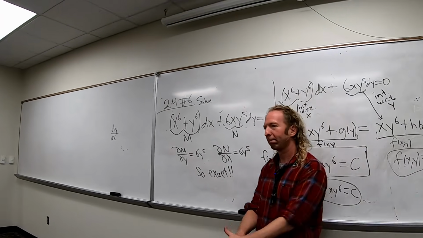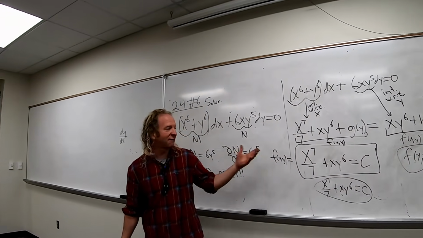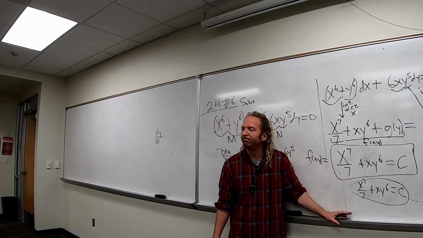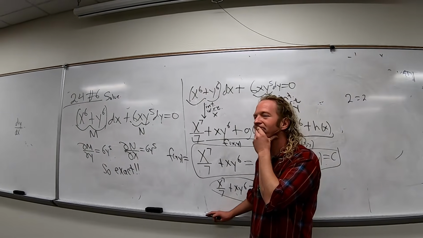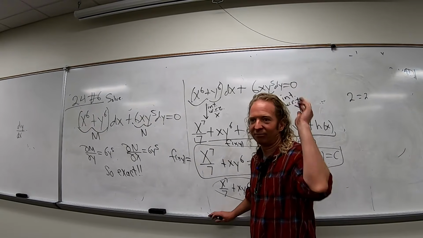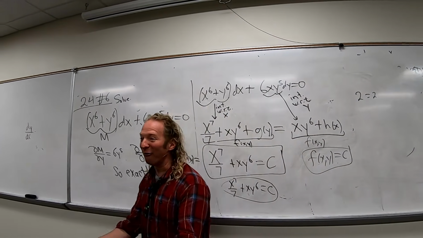Specify f of x, y. You don't have to specify it. So if we see one of these, our first step should be: are they exact? If they're not, are they homogeneous? If they're not homogeneous, are they Bernoulli? Game over.